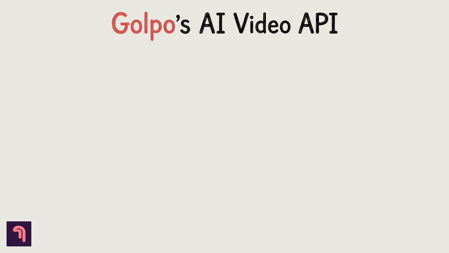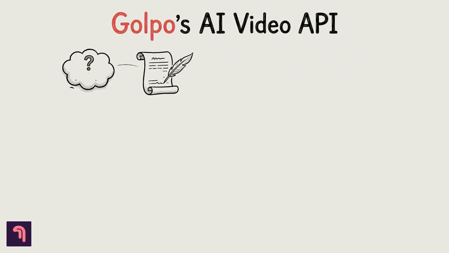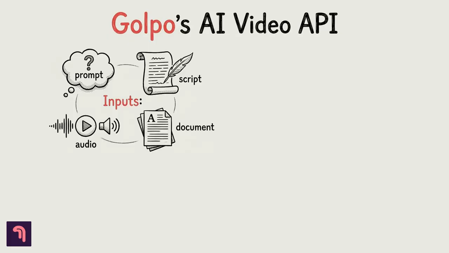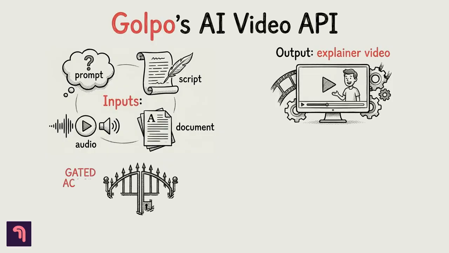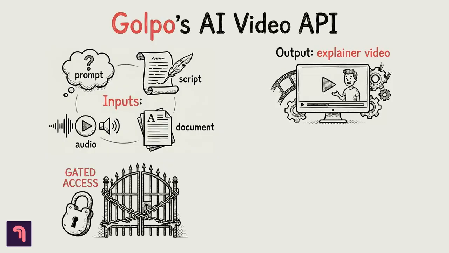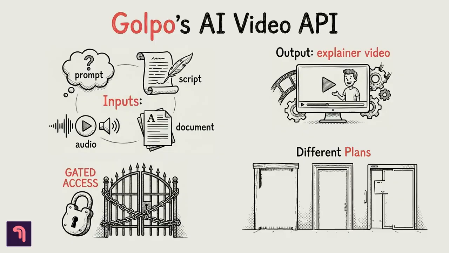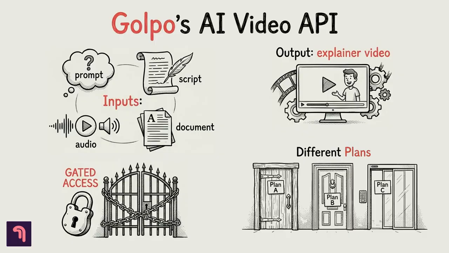Golpo's AI Video API lets software turn a prompt, a script, an audio file, or a document into a finished narrated explainer video. The API itself is simple, but access is gated. You don't get an API key by default. You unlock it through one of three plans. Same API, same endpoints, three different doors.